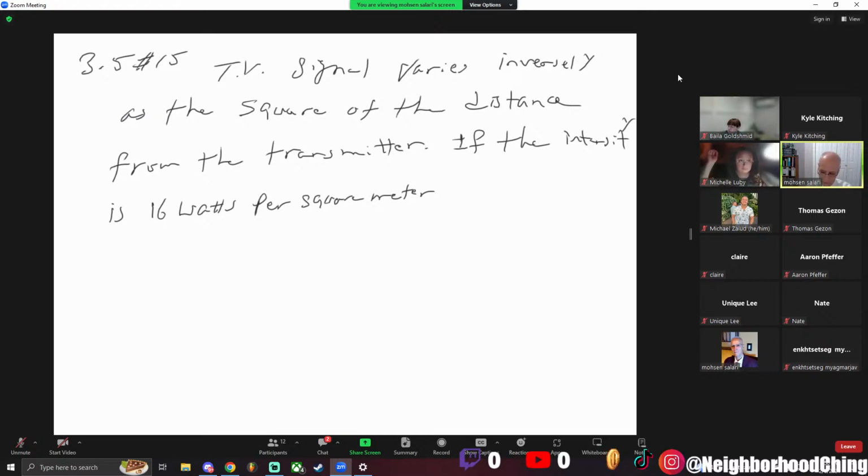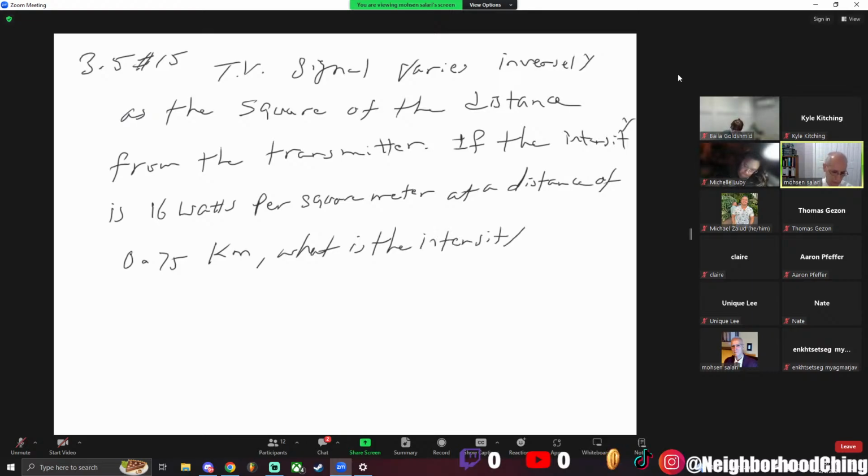Per square meter. So let's say the intensity is 16 watts per square meter at a distance of 0.75 kilometer. What is the intensity of the signal at a distance of 2.25 kilometers?